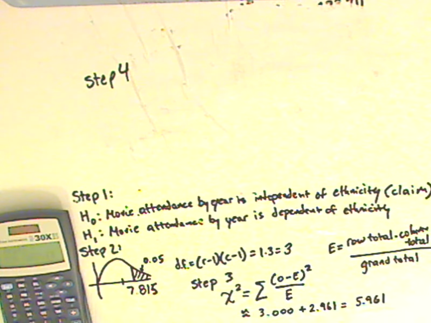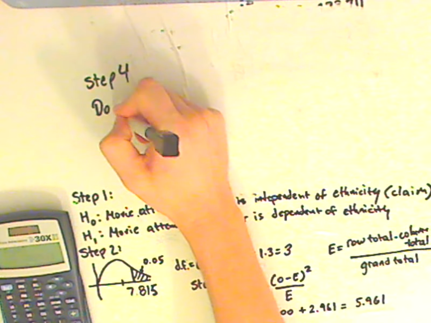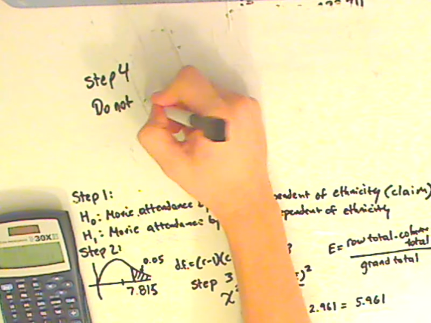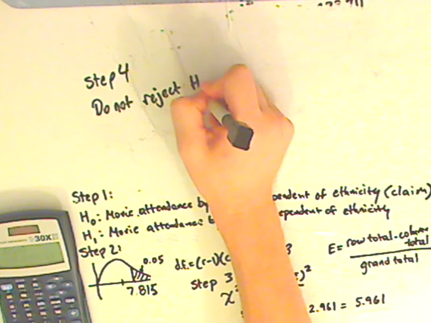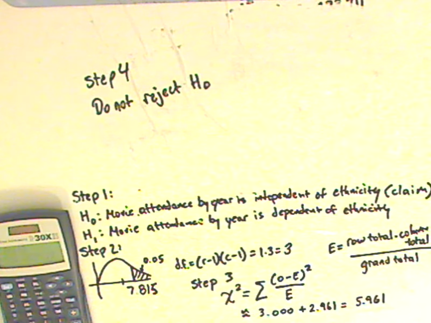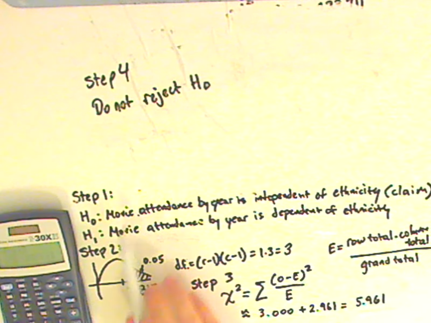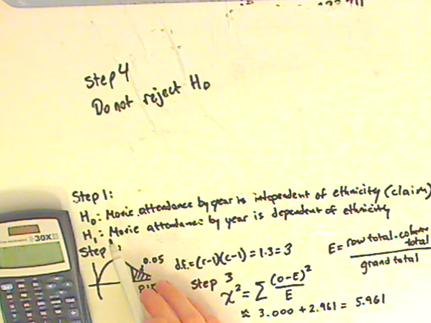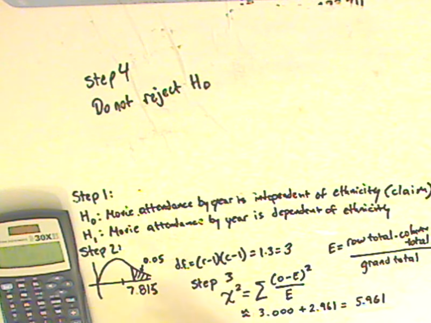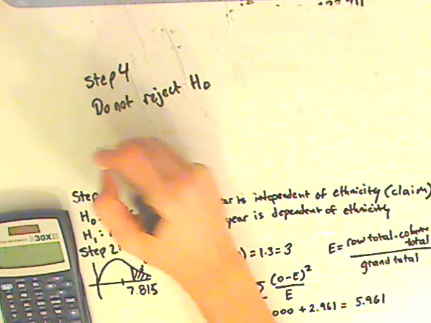No, it doesn't. So you do not reject H0. And notice where your claim is at. Your claim is in the null hypothesis, and you can only reject the null hypothesis. So your conclusion is going to be in reference to rejecting it. So is there enough evidence to reject it? No, there is not enough evidence to reject the claim.